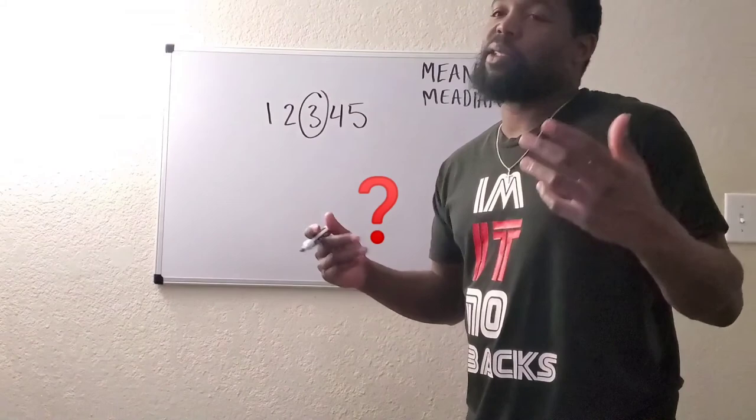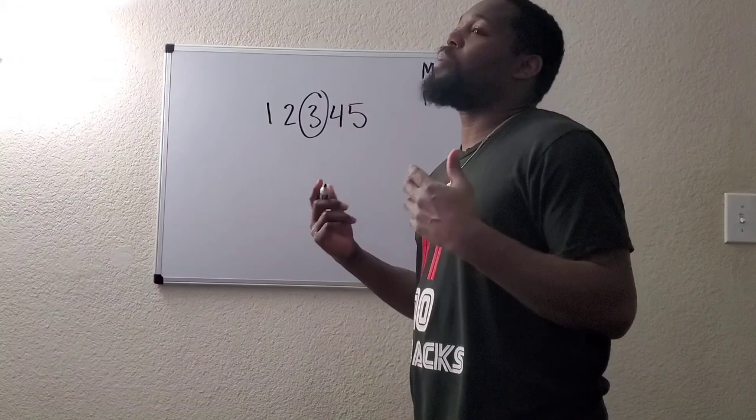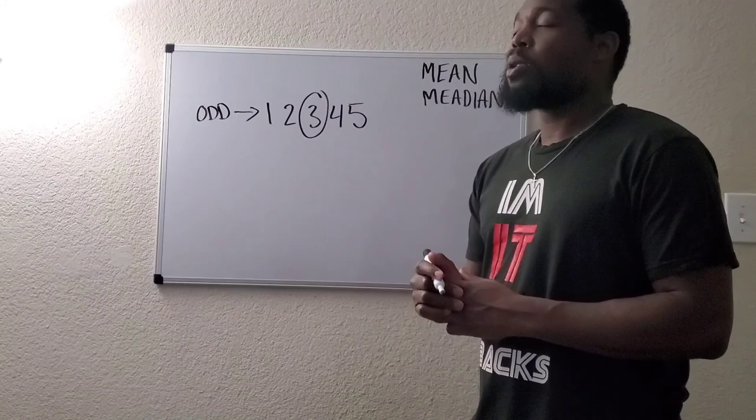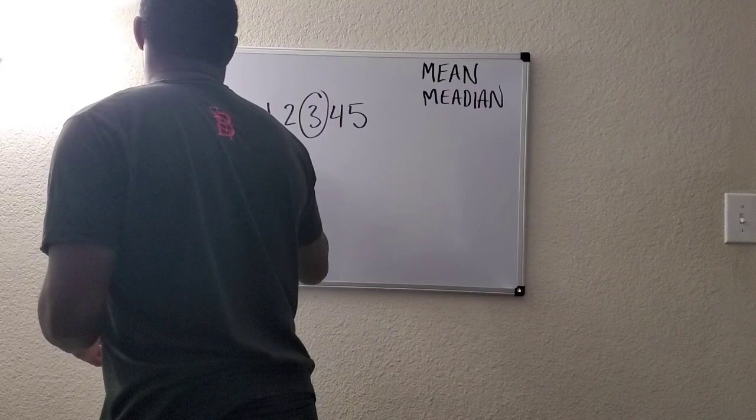I know, like, that silence was for somebody to ask me a question. And the question that I think would have been asked, well, how do we find the median if, because this is odd, right? 1, 2, 3, 4, 5. 5 is an odd number, right? But what happens if we need to find the median and we have an even number in our data set?